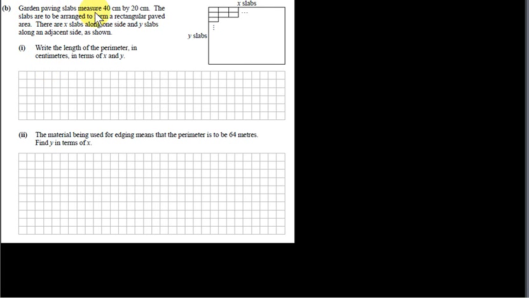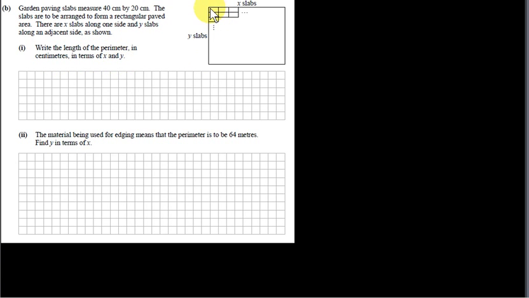Garden paving slabs measure 40 centimeters by 20 centimeters. That's each of these slabs here. So it's 40 centimeters long, 20 centimeters wide. The slabs are to be arranged to form a rectangular paved area. There are X slabs along one side and Y slabs along an adjacent side as shown. Write the length of the perimeter in centimeters in terms of X and Y.